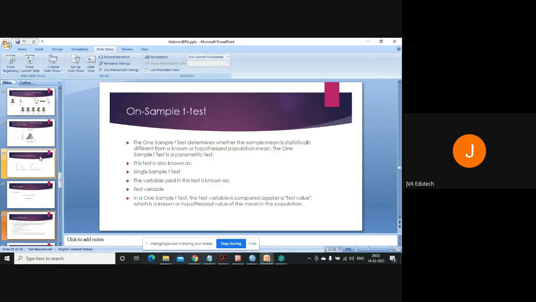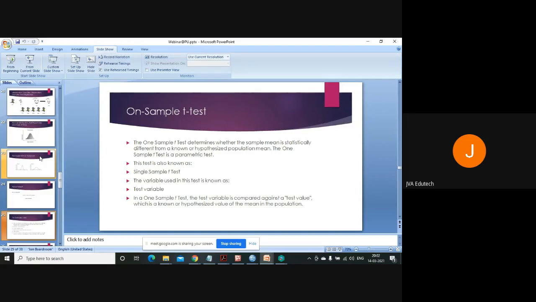Now, next week we have to start this t-test, but I'm just giving you a primer of what this one sample t-test is all about. So this one sample t-test determines whether the sample mean is statistically different from a known hypothesized mean or not. Suppose you have drawn some sample from a population, and you want to test whether the mean from the sample is different from the mean of the population or not. Then in that case, you can do the one sample t-test.